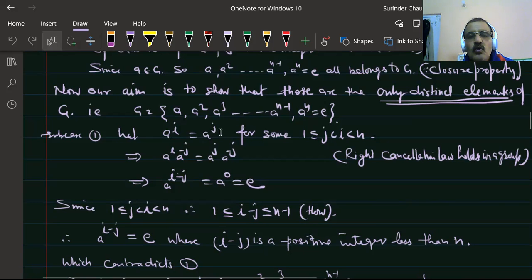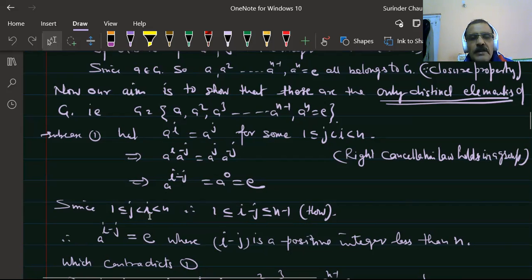If A to the J belongs to G, then A to the minus J also belongs to G. So apply the right cancellation law with A to the minus J. So this is equal to A to the I, combine them, A to the I minus J is equal to A to the J minus J, which is A to the 0, equal to E. So now we got A to the I minus J is equal to E.